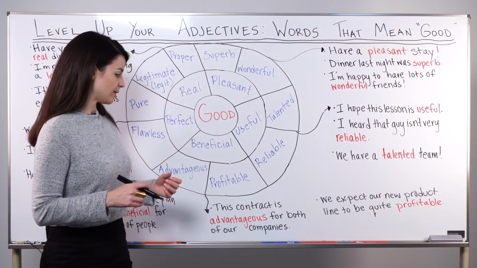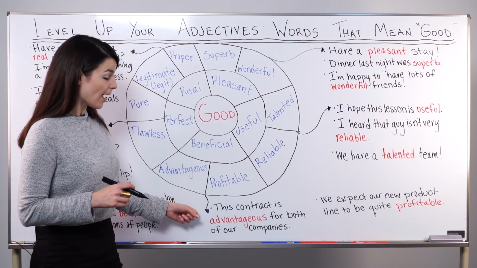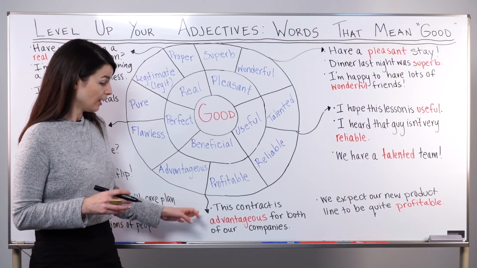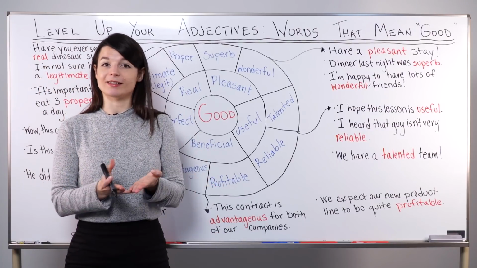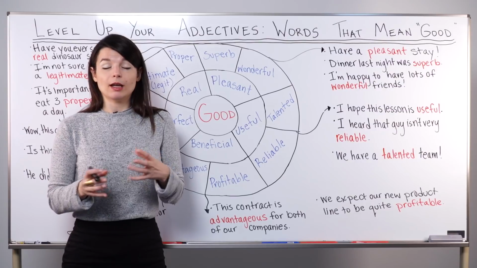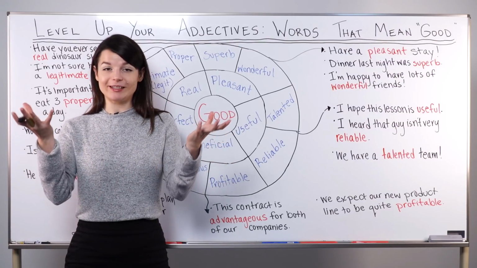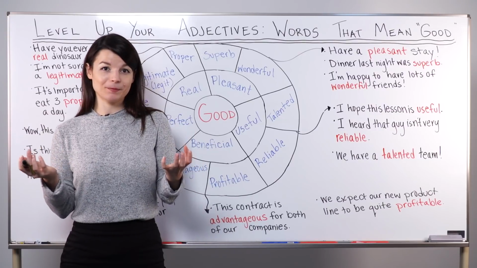The second example sentence, this contract is advantageous for both of our companies. This means, in this case, this contract, this document or this agreement gives this company, Company A, and Company B an advantage. It's good for both companies.